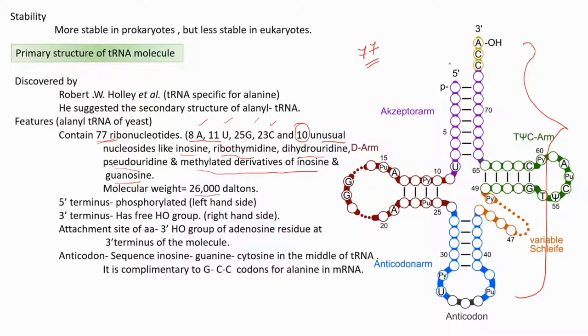Then regarding the 5' terminal and the 3' terminal: the 5' terminal is phosphorylated, and the 3' has a free OH group. The adenosine base at the 3' terminal attaches to its corresponding amino acid. That's the importance of the 3' terminal. And this is the anticodon sequence. The sequence present here is the anticodon, and only with this can the tRNA bind with the mRNA codon.